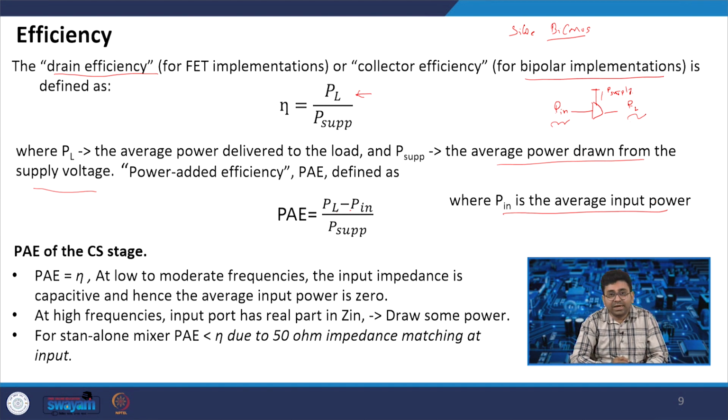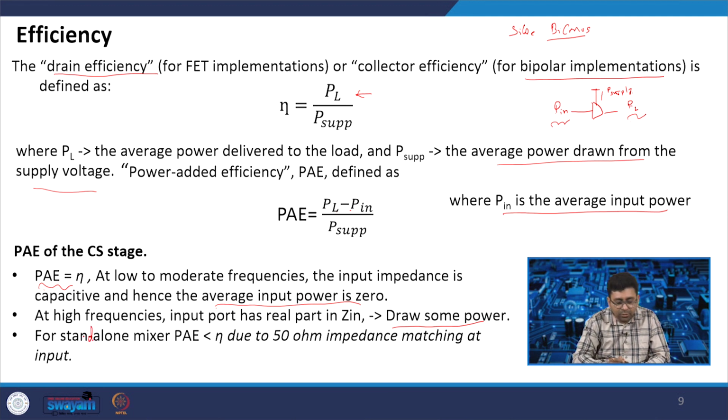So, for a common source stage, in many cases for low frequency, your power added efficiency is equal to the drain efficiency at low or moderate frequency, because its input impedance is capacitive and hence the average input power is 0. But as we are increasing the frequency, at high frequency your input port impedance has a real part in Z in, and that draws some power. So, in that case you need to consider the power added efficiency.